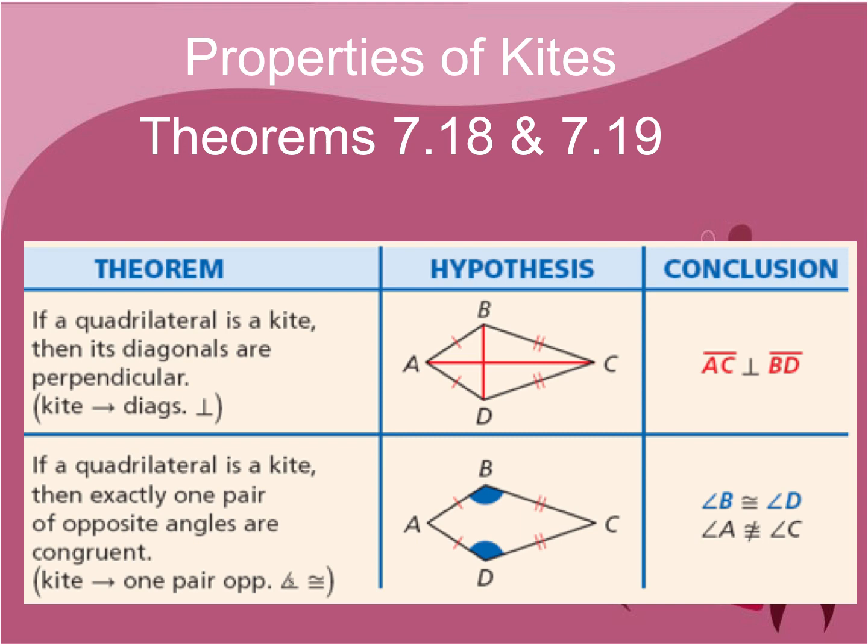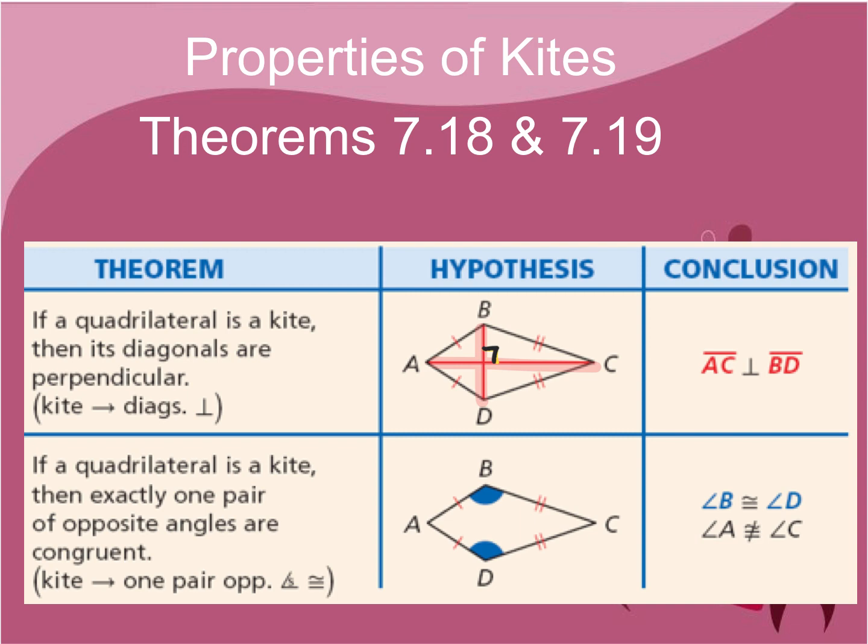We have theorems 7.18 and 7.19. So the theorem is, if a quadrilateral is a kite, then its diagonals are perpendicular. Their diagonals are these right here. Now if they're perpendicular, we can assume this is a 90-degree angle. So AC is perpendicular to BD.